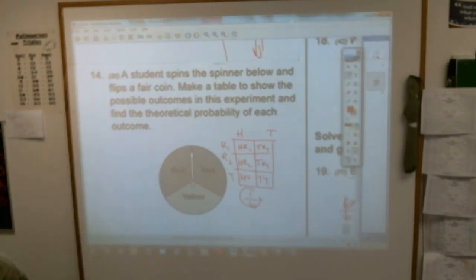Theoretically speaking. The difference between theoretical and experimental is that experiment would be if you actually did it, what you get. Theoretical is, well, that's what it should be. Mathematically speaking. Yeah, of each of them. 1 out of 6 chance.